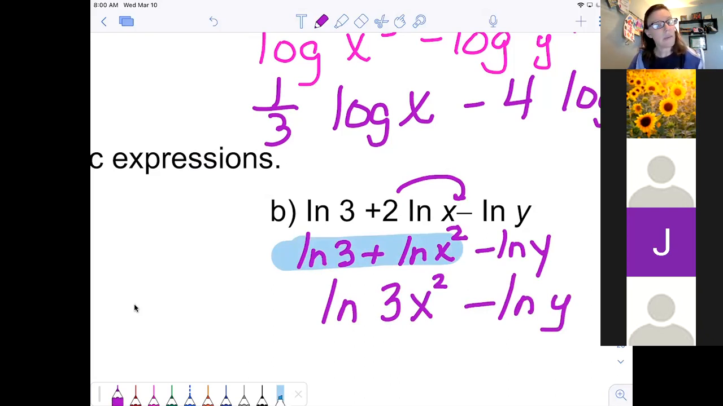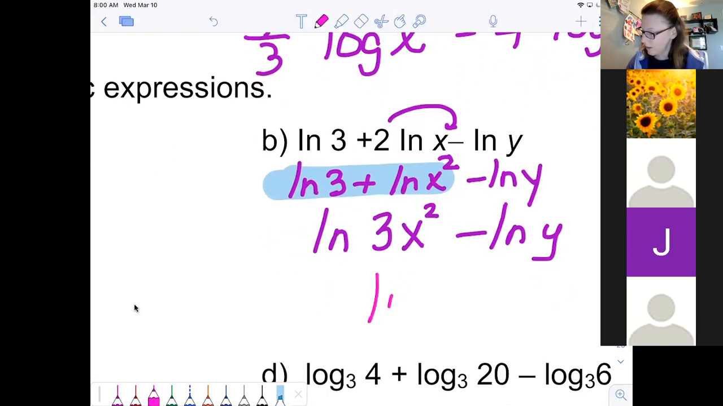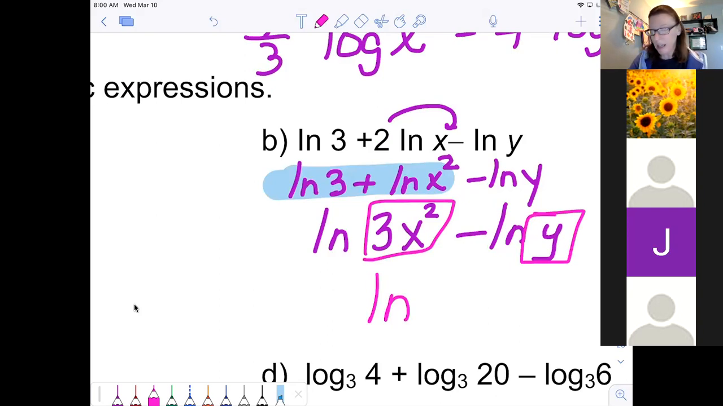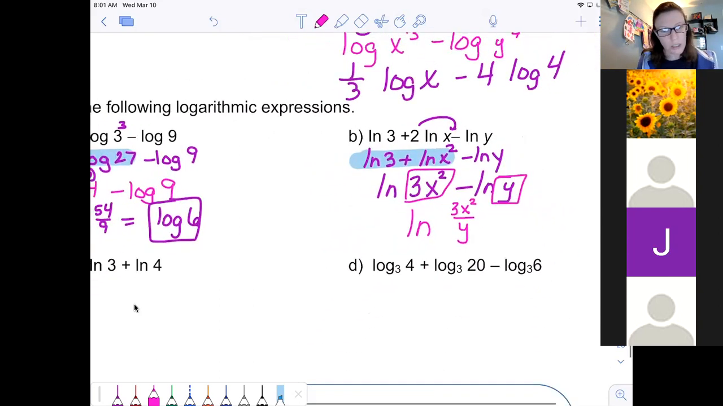And then the last step, Annabelle, if I have subtraction, how could I condense them together? You would divide. Yeah, so you have one ln, and then you're dividing the two terms after the ln. So you would have 3x squared divided by y. Remember, condensing means you're pulling the ln together as one. You're dividing the expression after the ln. So 3x squared divided by y. Questions?